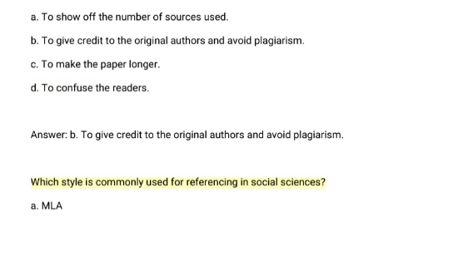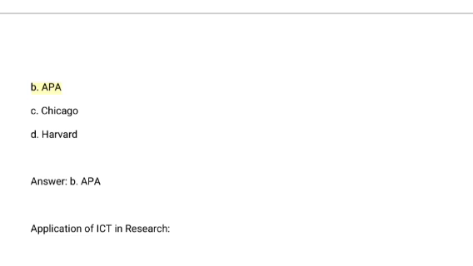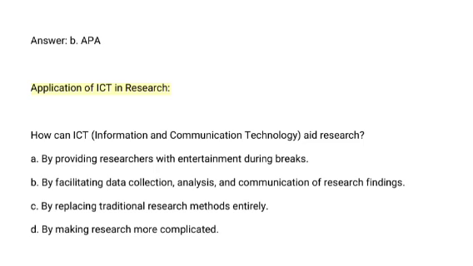Which style is commonly used for referencing in social sciences? A. MLA. B. APA. C. Chicago. D. Harvard. Answer. B. APA. Application of ICT in research.